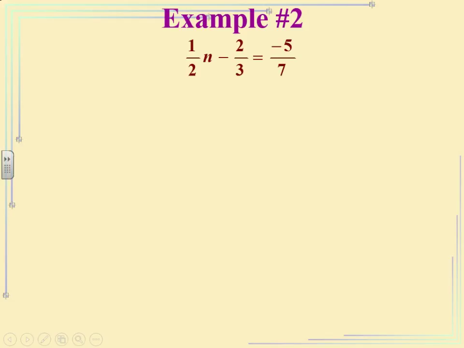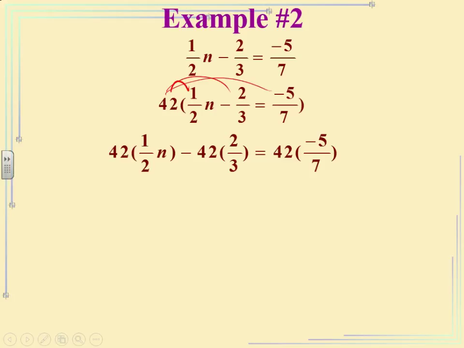Okay, and so we want to look at 2, 3, and 7. And the least common denominator of those numbers is 42. So we're going to choose 42 to multiply our whole equation through by. That means we're multiplying 42 by 1/2 n, 42 times -2/3, and 42 times -5/7.